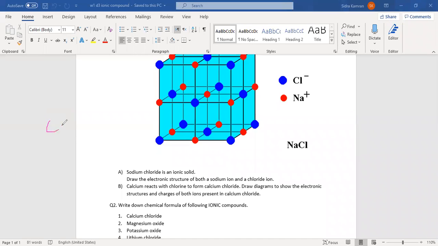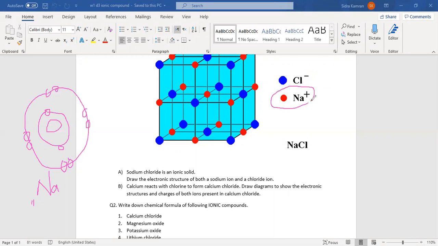As you know, sodium has atomic number 11. So the first shell contains 2 electrons and the second shell contains 8 electrons. The third shell contains 1 electron. But if it is a sodium ion, then there is a loss of 1 electron. Due to that loss of 1 electron, it will contain a positive charge.